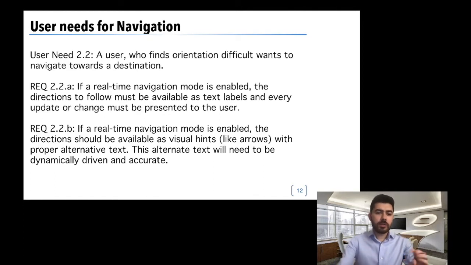So, alternative text with visual hints and also text labels in order to navigate towards a destination is very important to be provided. In this case, if using visual hints, the alternative text will need to be dynamically driven and accurate and also updated in near real time. This is very important because not every user finds himself comfortable using text navigation information.